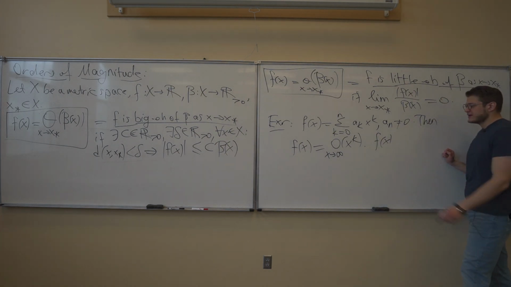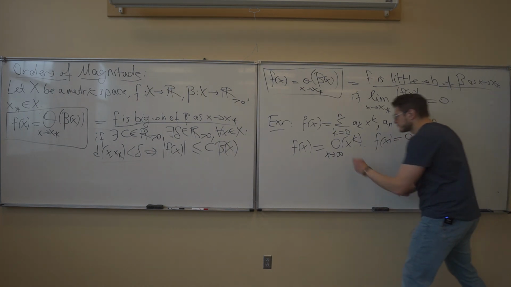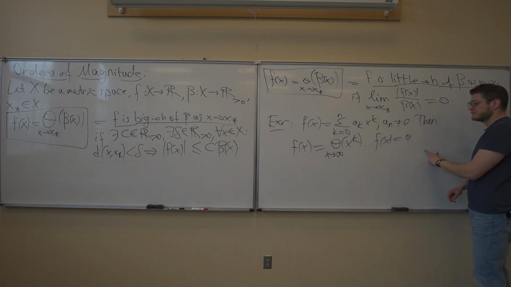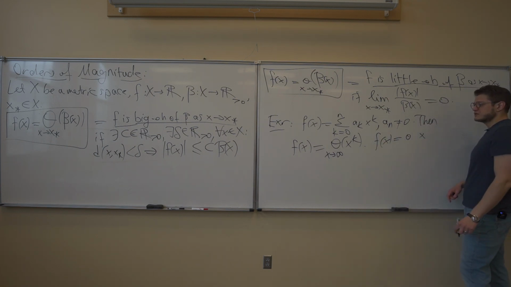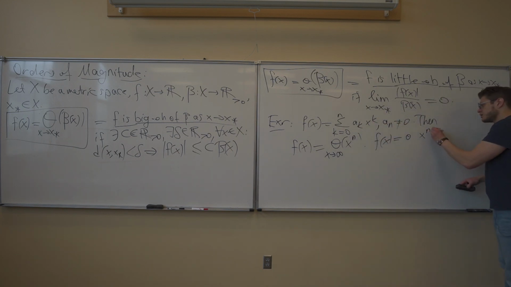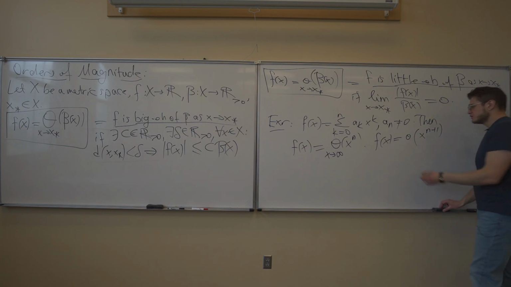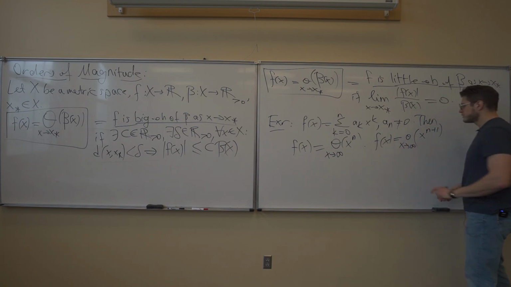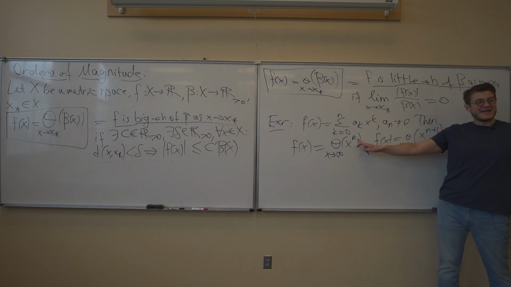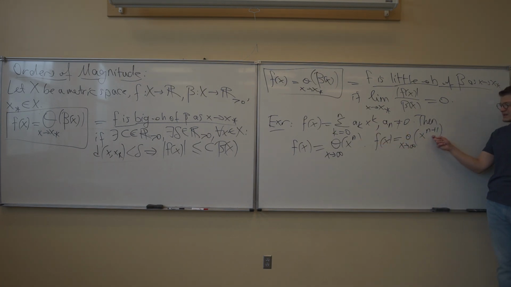I can also say that f of x equals little o of x to the n plus 1, where n is of course the highest order term. Why? Because this guy cannot grow faster than x to the n. So if I were to divide it by x to the n plus 1, the denominator is always going to beat f, which means that the ratio is going to go to 0. Okay?